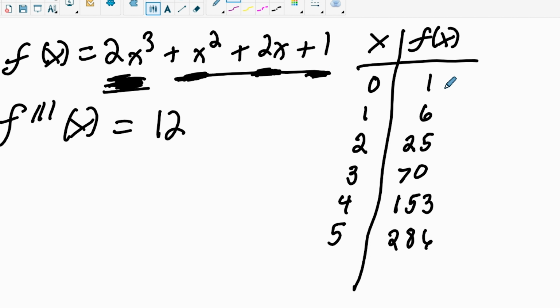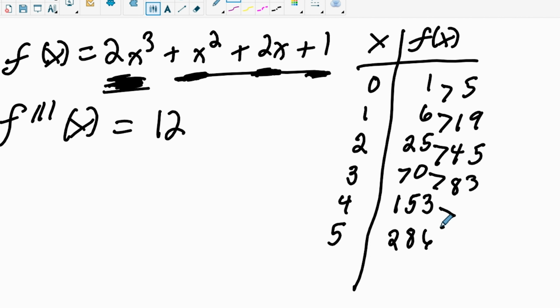So I'll do the first difference, which is not going to be the same. That's going to be 5. And that's going to be 19. And that's going to be 45. And that's going to be 83. And that's going to be 133.